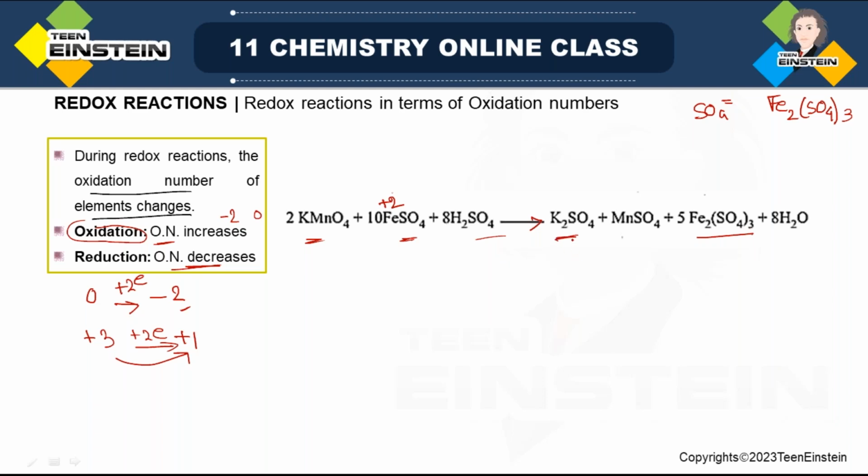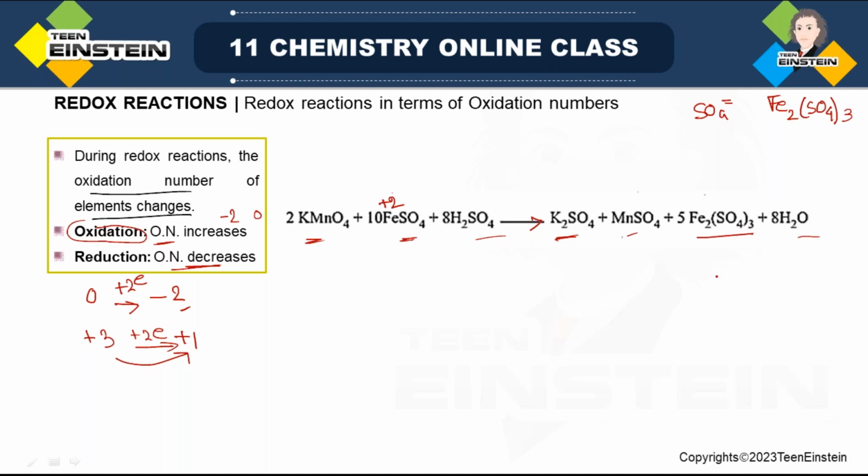After the reaction, there is formation of potassium sulfate, K2SO4, also MnSO4, another sulfate, which is the sulfate of the metal manganese. Then we have ferric sulfate. So in total we have 3 sulfates, and there is water. And this is a balanced reaction. But even if it is not balanced, you can easily find out the oxidation numbers of the elements present.